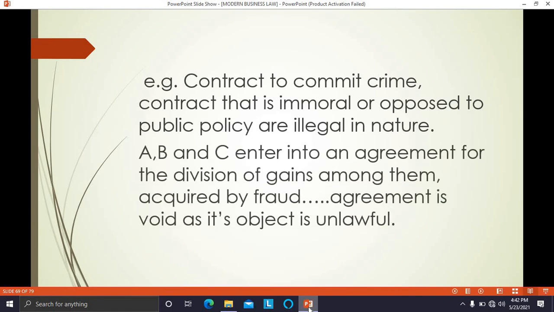Again, suppose A, B and C have entered into a contract or agreement regarding division of the gains. They have achieved something, they have got some money, and they have agreed to divide whatever they have amongst themselves. And the gains they have acquired were by committing fraud on someone. In this case, that agreement is void as the object, the purpose of that agreement, is unlawful. So such agreements are called illegal or unlawful contracts. These will not be enforceable by law.